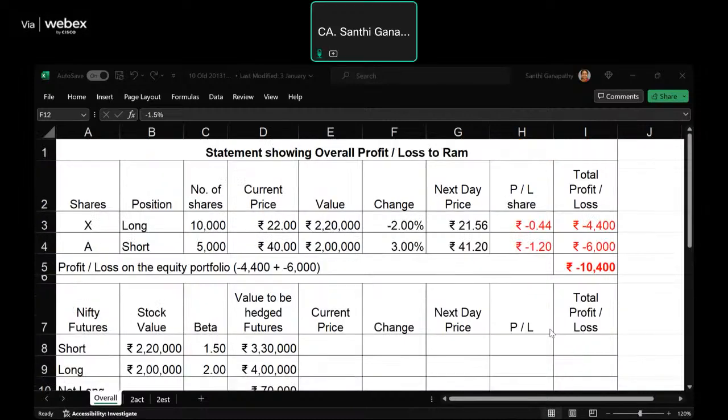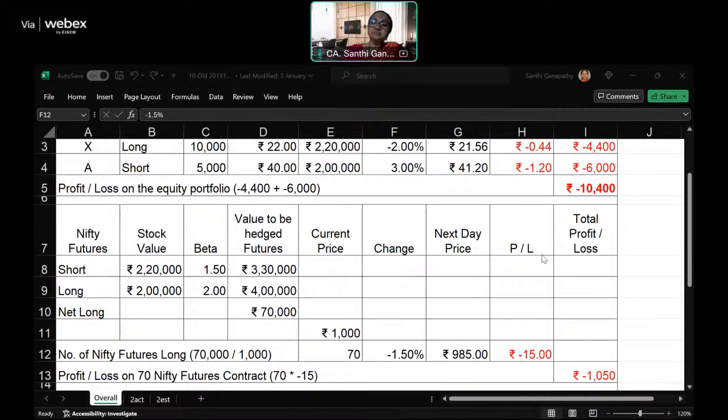Is this clear? There is a loss in the portfolio of 10,400. Why is there a loss in the equity portfolio? Because where you have gone long, the price has dropped, which means there is a loss. Where you have gone short, the price has gone up. Again, there is a loss. So 10,400 is a loss which you have in your portfolio.